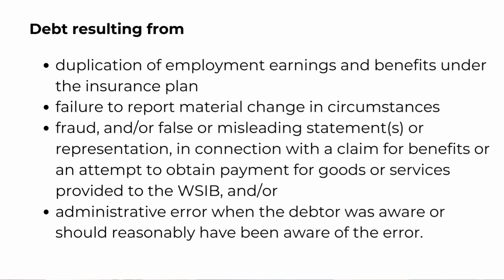Failure to report a material change in circumstances, fraud and/or false or misleading statements or representations in connection with a claim for benefits, or an attempt to obtain payment for goods or services provided to the WSIB, and/or administrative errors when the debtor was aware or should reasonably have been aware of the error. So, if your loss of earnings benefit is $1,200 a month and you get a check for $5,000, that's what they're referring to there, that obviously you should be reasonably aware that it's probably an error.